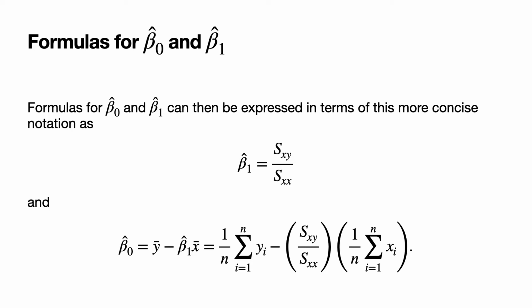And note that this can be re-expressed in terms of the sums of the x's and the y's as 1 over n times the sum of the y's minus S sub xy over S sub xx times 1 over n times the sum of the x's. So the formula that you use will depend in large part on the summary statistics that you have at your disposal.